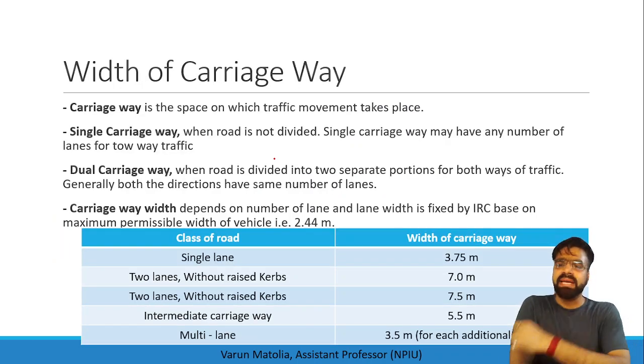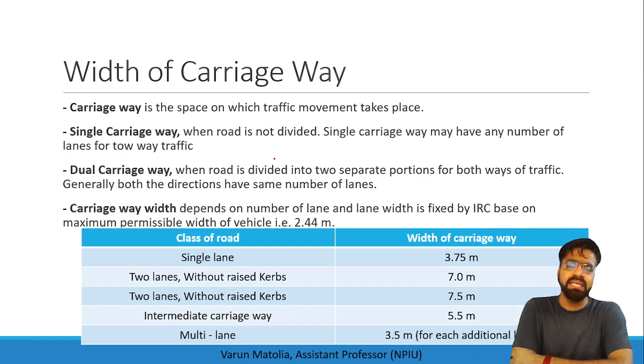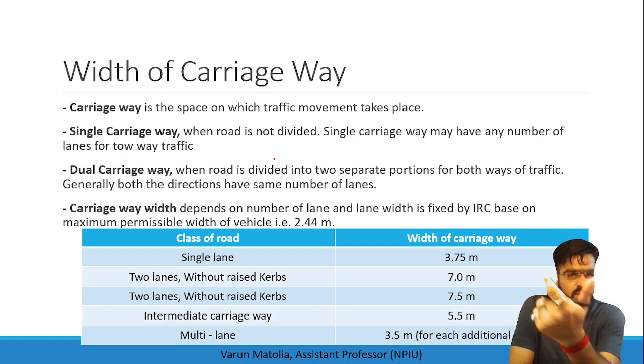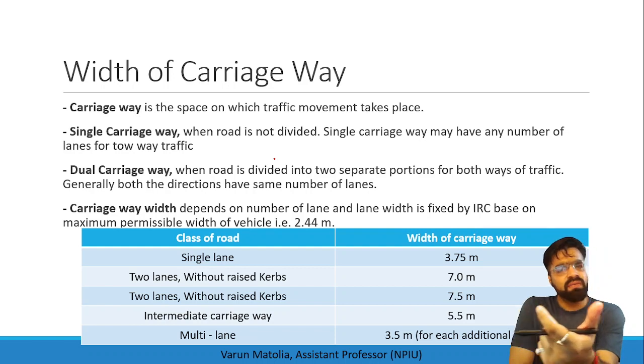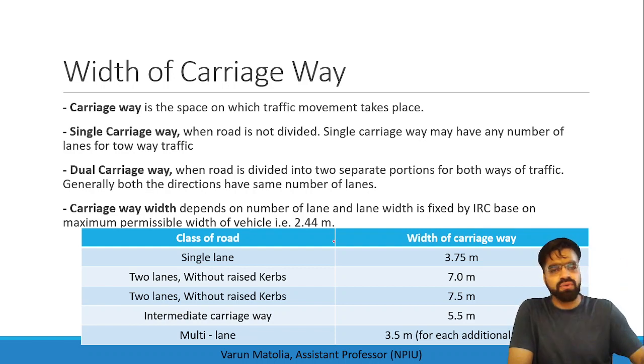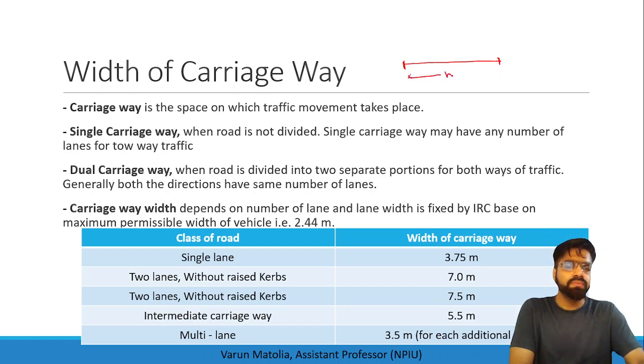Moving on to the next topic, the width of carriageway. Let us first understand what a carriageway is. The space which carries the vehicles is known as carriageway. If we say the width of road is W, so this total width is allowed to carry vehicles. If vehicles are running on this road, then this space will be known as a carriageway.